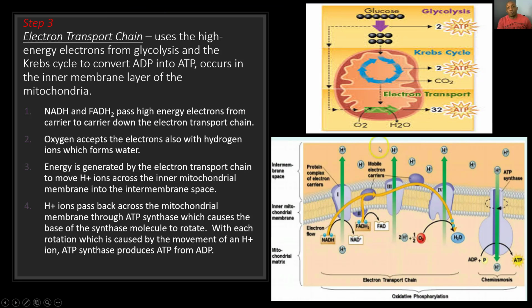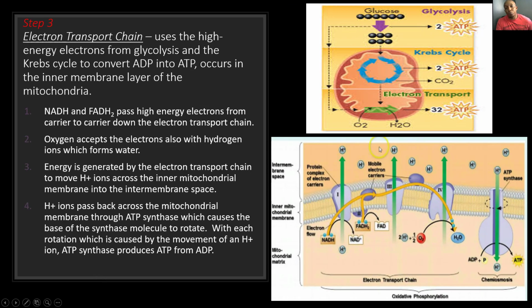Now to the final step of aerobic cellular respiration, which is step 3, the electron transport chain. And it uses the high energy electrons from glycolysis and the Krebs cycle to convert ADP into ATP, and it occurs in the inner membrane layer of the mitochondria.